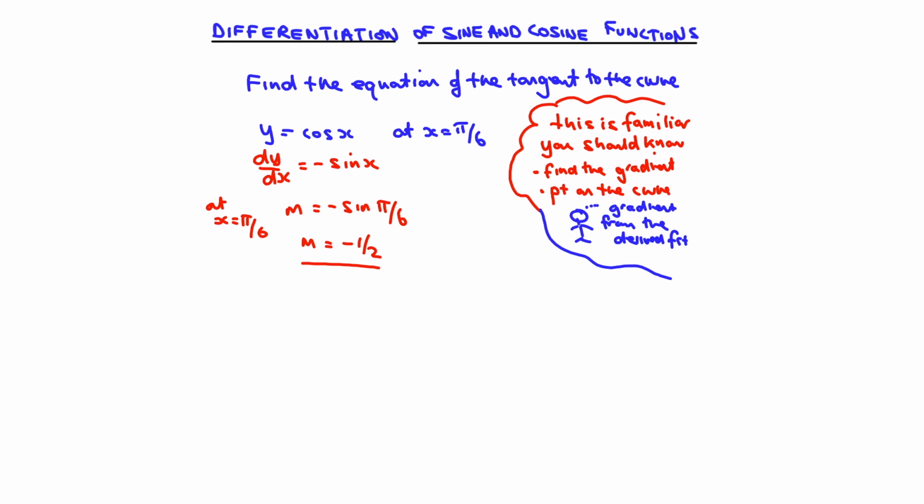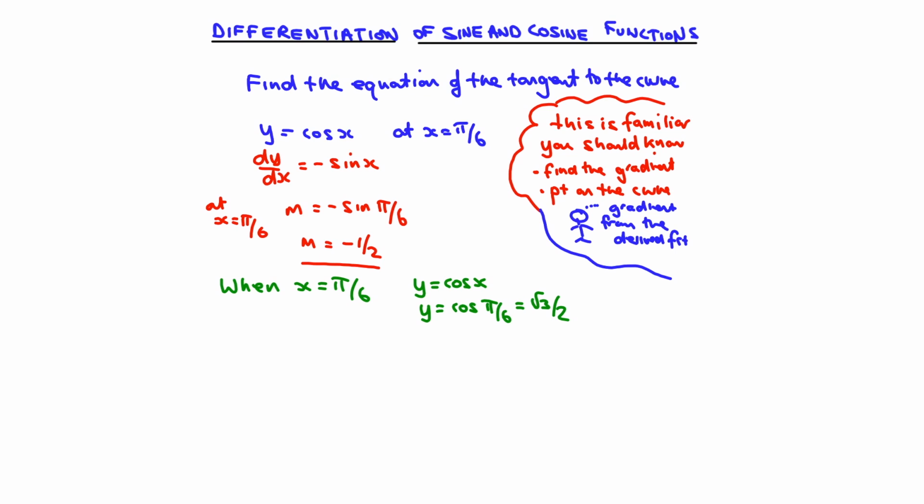Now we want it at x equals pi by 6, so the gradient m is equal to negative sine pi by 6. So that would be negative a half. So we've got the gradient. Now we need the y coordinate at x equals pi by 6. So when x is equal to pi by 6, it's on the curve, y equals cos x.